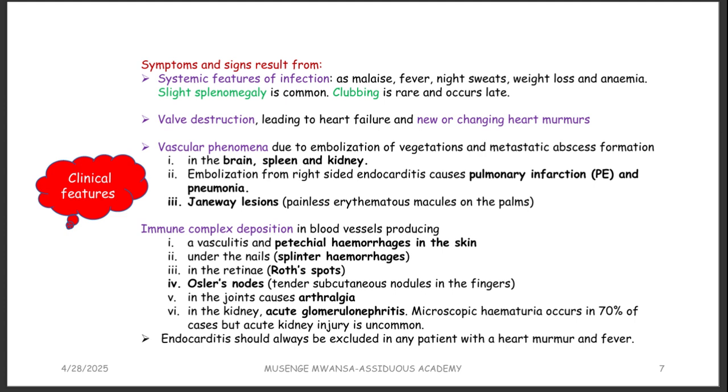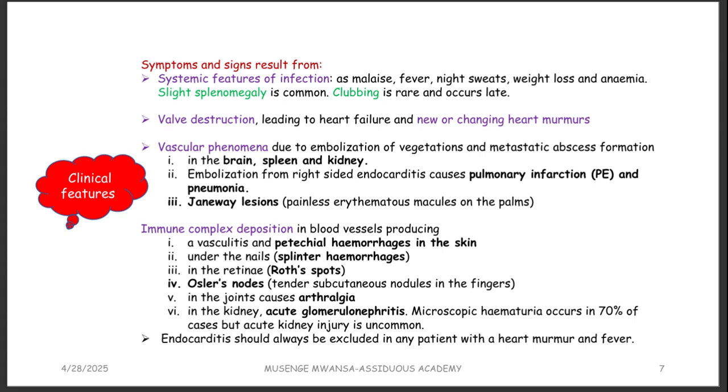And then another thing that happens is that when you are having these bacteria in the body, or the fungi, or these organisms that are causing problems to the valves, the immune system can come in to try to fight them. And so you end up forming these antibody-antigen complexes or immune complexes. And these immune complexes can lead to inflammation of the blood vessels. They can lead to petechial hemorrhage in the skin. And then on the nails, they can lead to splinter hemorrhages. And then the immune complexes can also go to the eye, and then they can lead to Roth spots, and then they can also cause Osler's nodes, which are tender subcutaneous nodules. The difference between the Osler's node and the Janeway lesion is that the Osler's nodes are tender in the fingers.